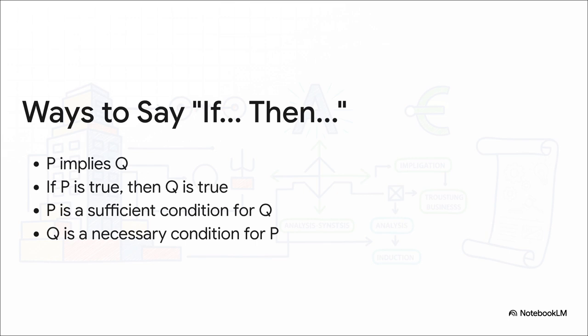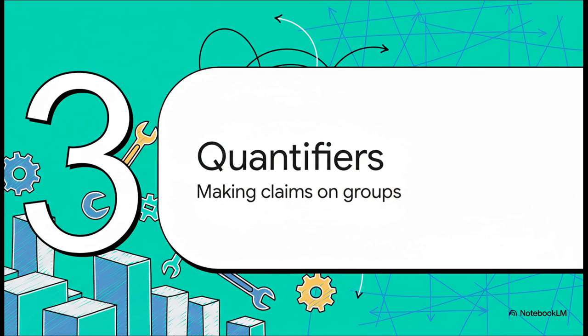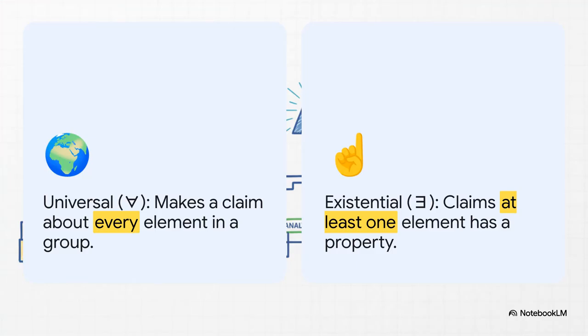So far, we've been dealing with individual statements. But what if we want to make a claim about a whole group of things? How do we set the scale of our argument to talk about some things, or even all things? Well, that's where quantifiers come in. We really have two main types. The universal quantifier, that's the upside-down A, it means for all, or for every. It makes a big, sweeping claim about every single member of a group.